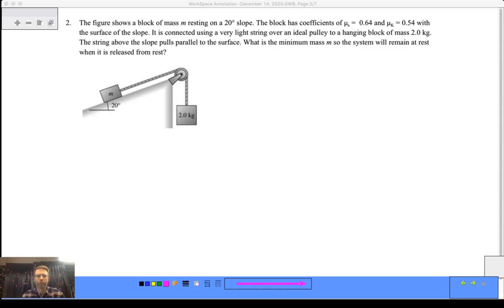The block hangs at 2 kilograms, and the goal is, as the string pulls parallel to the surface, what's the minimum mass sitting on the hill so the thing stays at rest when we let go of it.